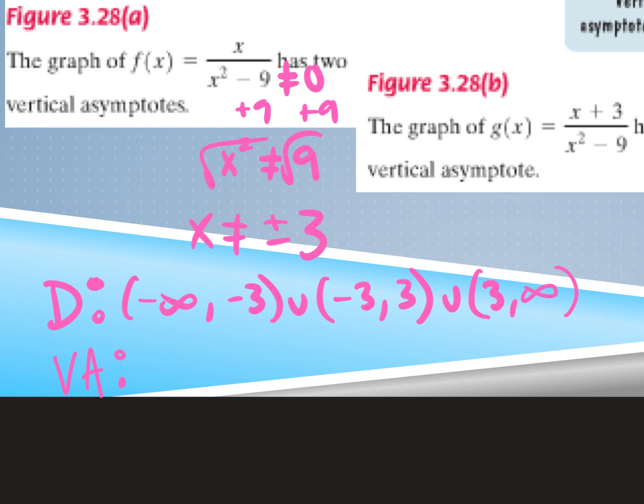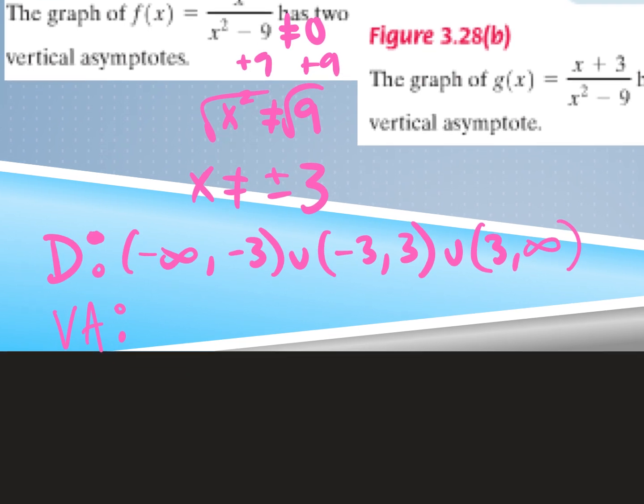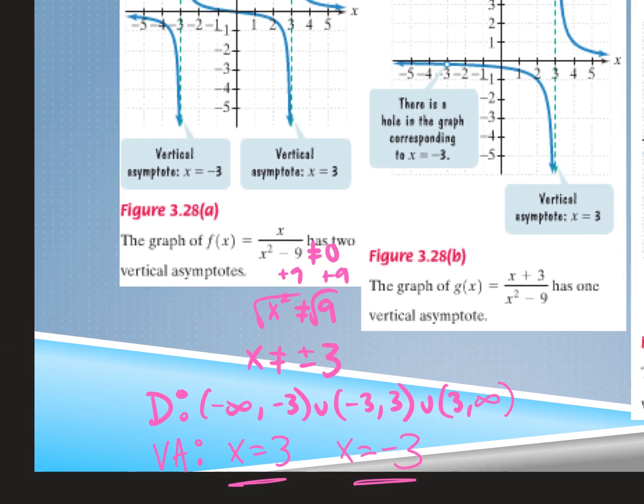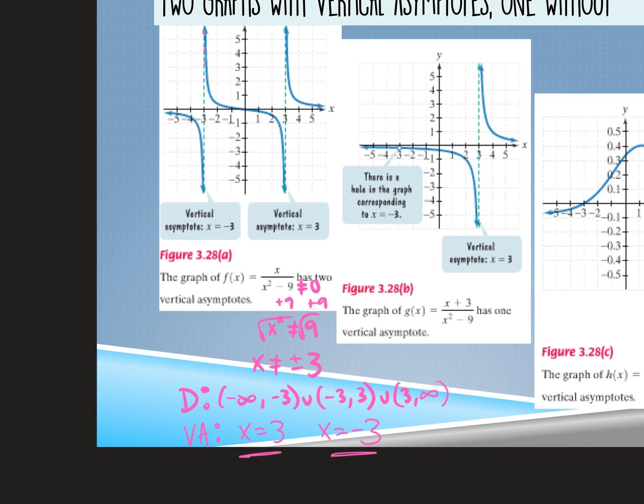And then for my vertical asymptotes, I have 2 values where x cannot be. So what are my 2 vertical asymptotes? 3 and negative 3. So x equals 3 and x equals negative 3. So I have two vertical lines. Vertical asymptotes are lines, so you need that x equals. Can't just put 3 and negative 3. These are my two vertical asymptotes. So that's why I have a dotted line here at 3 and negative 3.